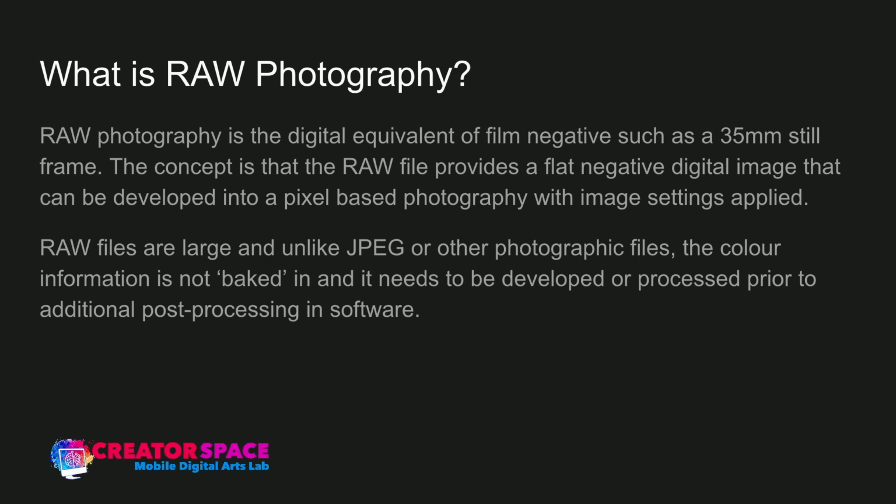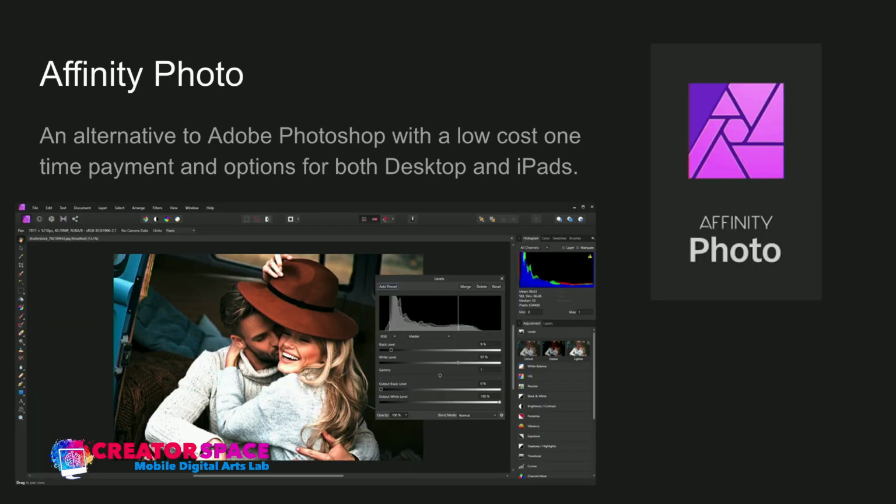Okay, so now what is raw photography? Let's look at the next area, and what's possible. Let's look here at Affinity Photo. Like I mentioned, it's essentially an alternative to Adobe Photoshop. It's a low-cost one-time payment, and you have options for both desktop and an iPad iOS version. Affinity Photo lets you bring in the raw photos, then you can develop them, post-process them, and do really cool things with them.